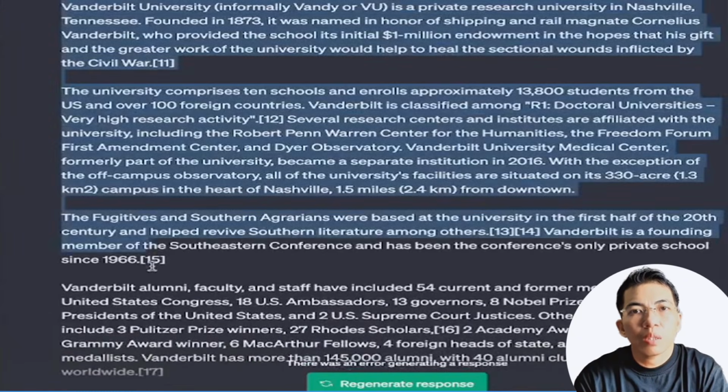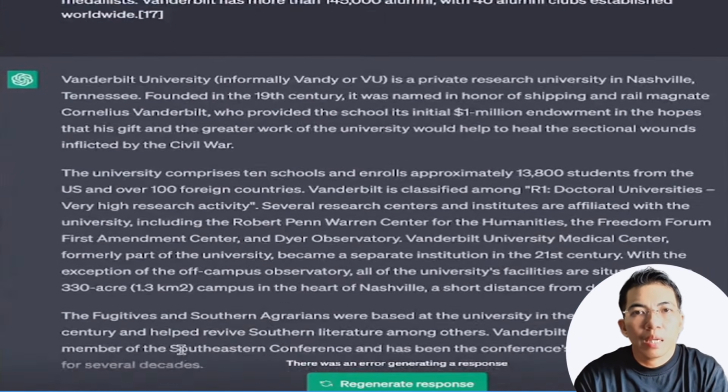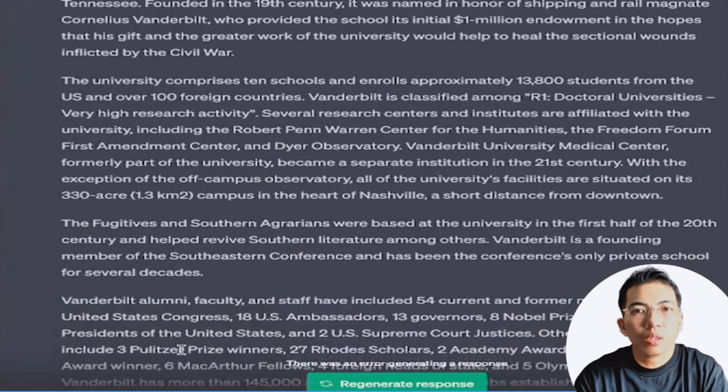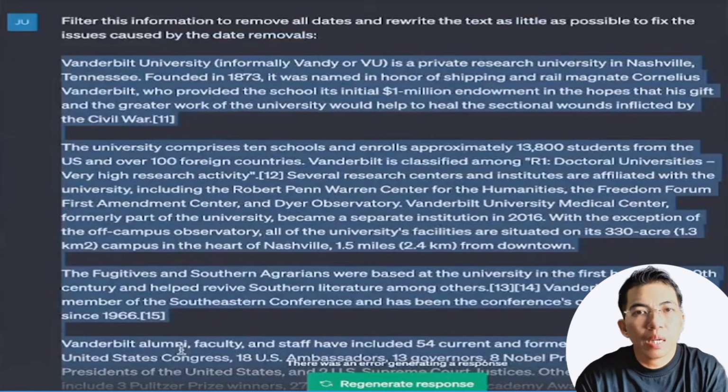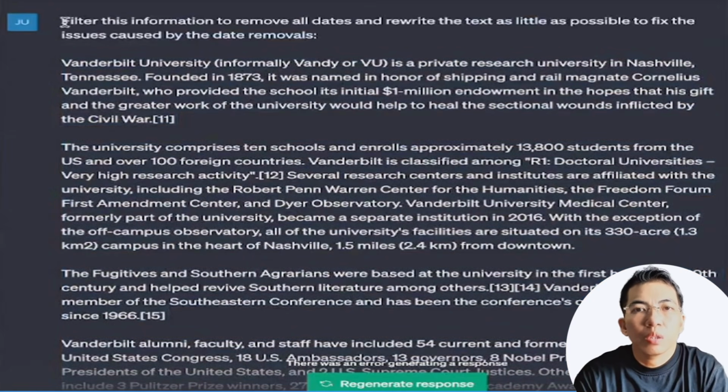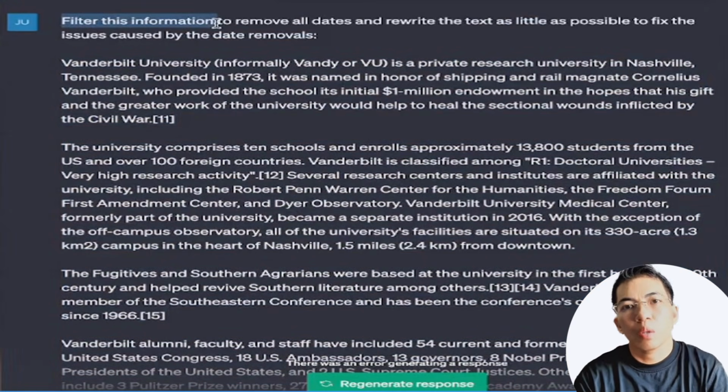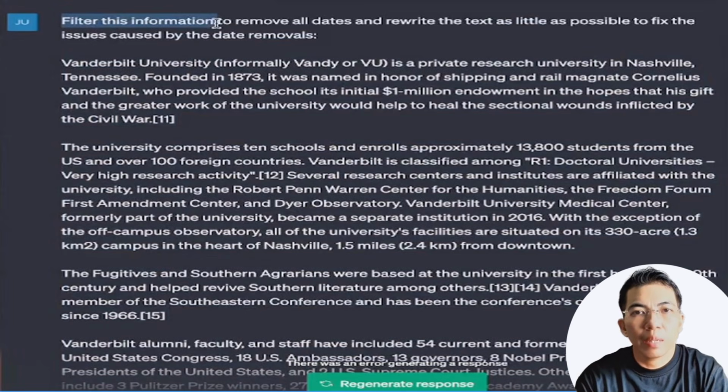So I've got the Vanderbilt Wikipedia information, and by using this pattern, which is to clearly say that you're going to serve as a filter, so we're going to say filter this information. So we're clearly indicating by saying filter that we want to preserve but remove. We're not trying to create new. We're trying to take in information and filter out or remove.